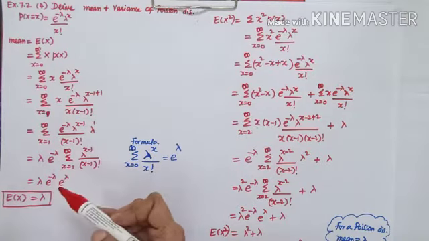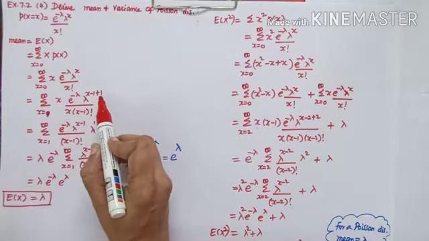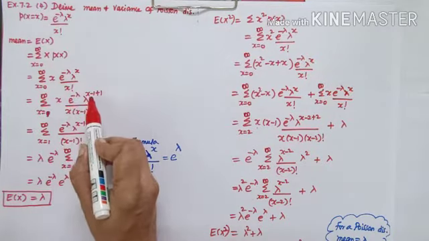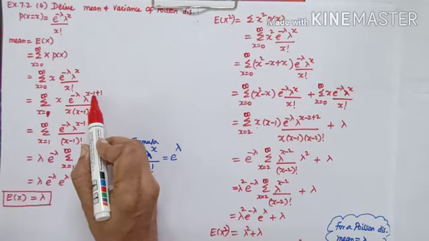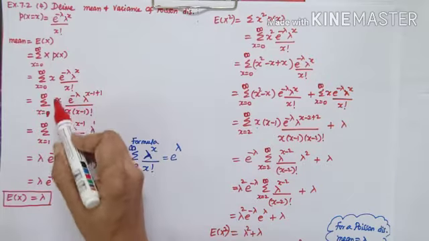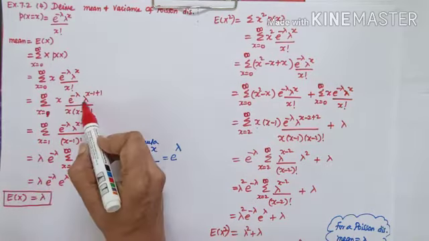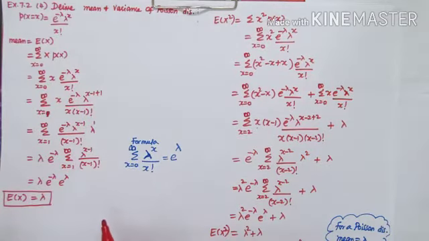X and x cancels. Since x minus 1 is coming, in the lambda power also try to bring x minus 1. So put minus 1 plus 1. I need only this part. X and x cancels. So e power minus lambda will come out. Lambda power 1 also will come out. The remaining reduces to e power lambda. So e power lambda and e power minus lambda cancels and my answer is only lambda.